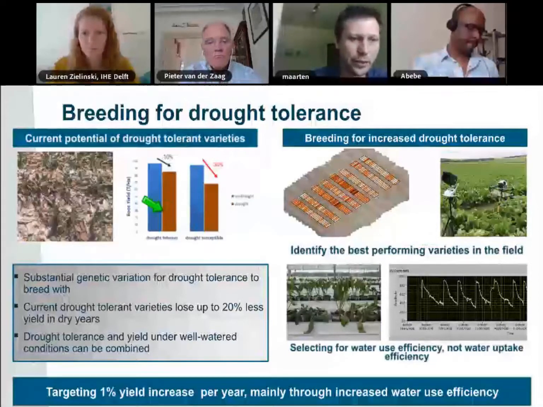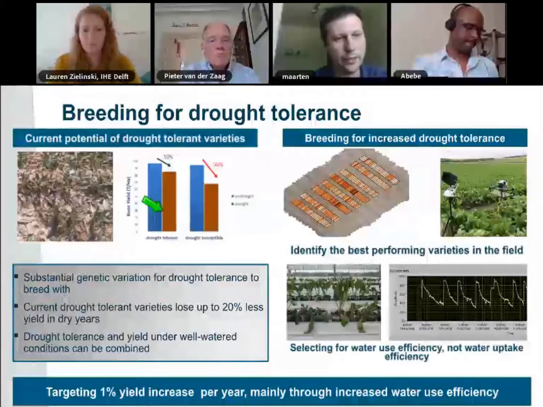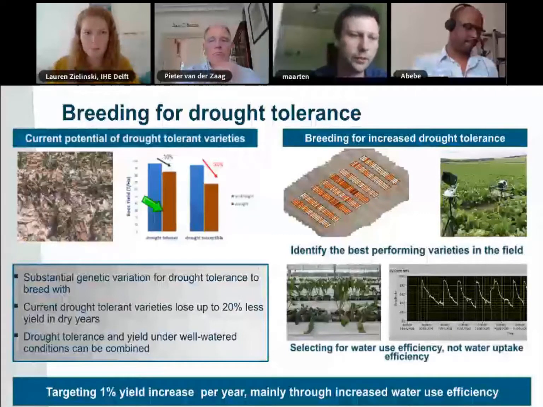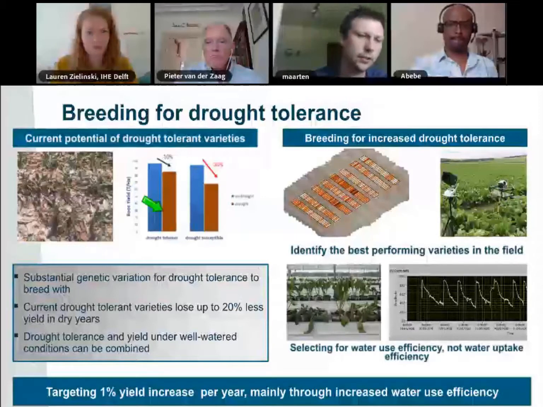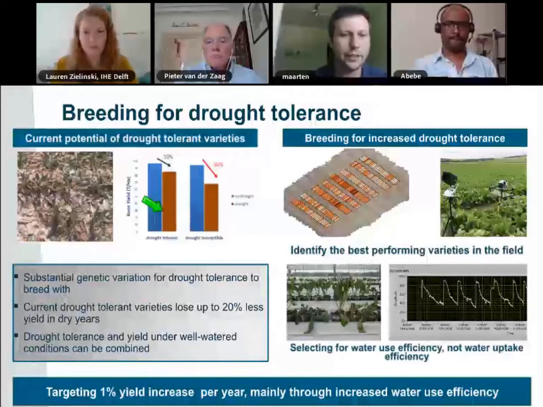And here the little bar graph shows the impact that breeding for drought-tolerant varieties can have. Current drought-tolerant varieties, under a severe drought, lose around 10% in root yield, while a regular drought-susceptible variety easily loses 30% in root yield. So that's a significant impact. Also important is that these drought-tolerant varieties can combine this drought tolerance with competitive performance under well-watered conditions as well. So this is an interesting angle for a breeder to further work on this genetic variation that already exists.